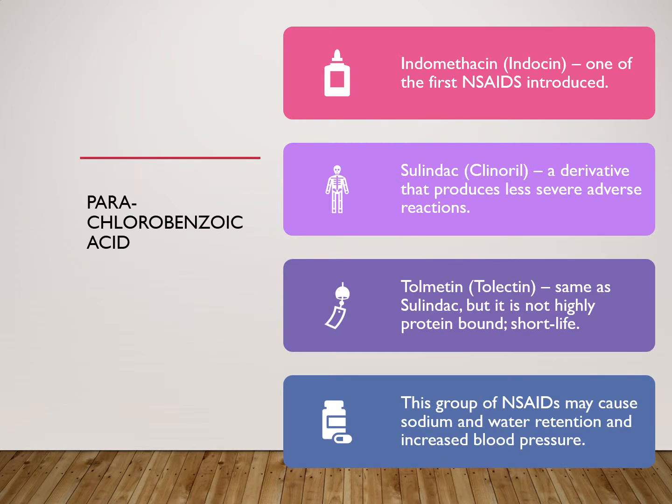All right, so the indoleacetic acid derivatives. Indocin, that is used for rheumatoid arthritis, gouty arthritis, and osteoarthritis. It's also considered a potent prostaglandin inhibitor. You have Sulindac, which is a derivative that produces less severe adverse reactions. Tolectin, that's the same as Sulindac, but it is not highly protein bound, and also has a short half-life. This group of NSAIDs may cause some sodium and water retention, so we need to be careful and cautious with our patients that have high blood pressure.